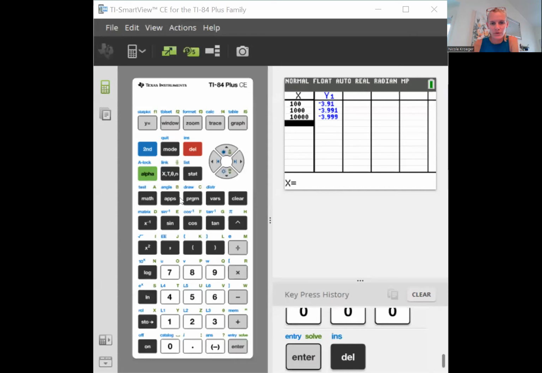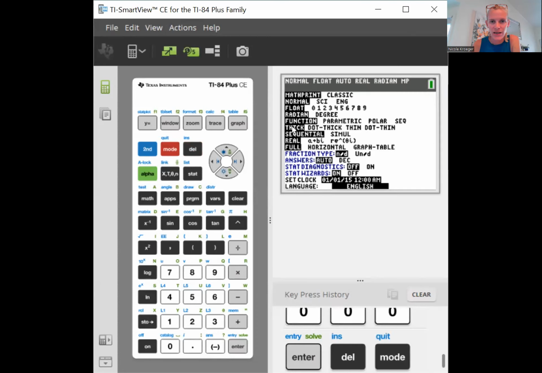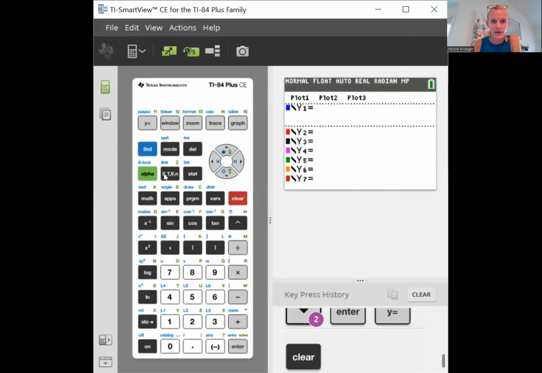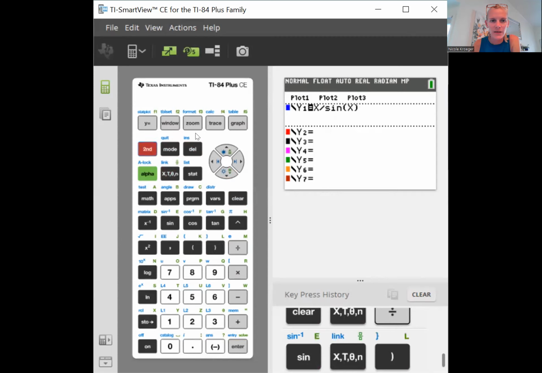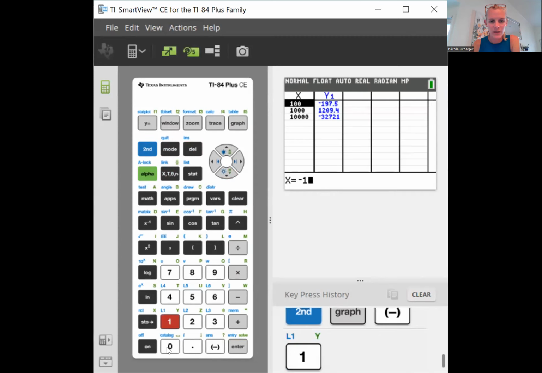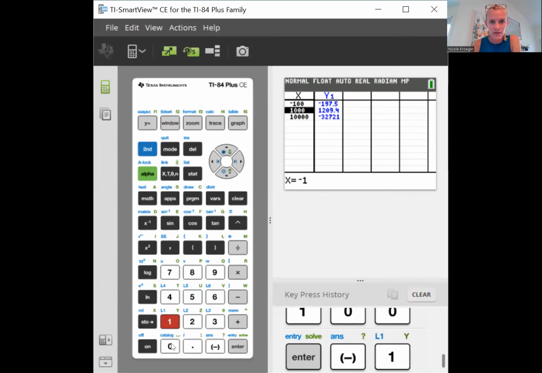Okay, if you're not 100% sure if you are in radian mode, go to mode here. Make sure radian is highlighted. If it's not, then scroll over it and press enter. Okay, but I'm going to go back to my y equals. I'm going to have x over sine of x, close my parentheses, go to second table, and now I need to make these numbers negative. So -100, -1,000, -10,000. Those numbers are interesting, aren't they?